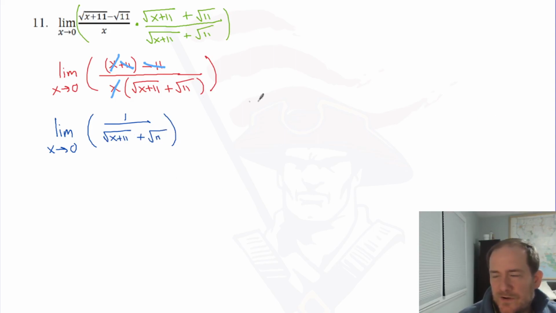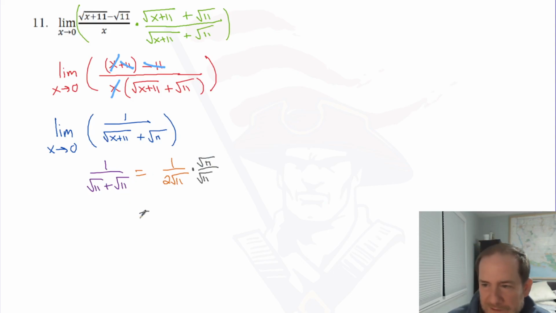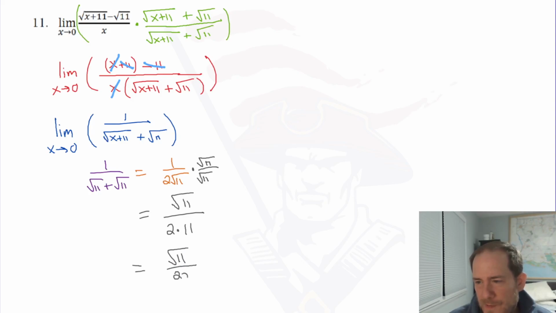All right, and plugging in 0 seems like it's just going to give me 1 over a root 11 plus another root 11, which of course is 1 over 2 root 11. Which of course is fine, but I'm a little old school on this, I guess, so I would like to clean up the radical in the denominator. If you multiply by root 11 over root 11, then you get root 11 over 2 times normal 11. So the final answer is root 11 over 22.